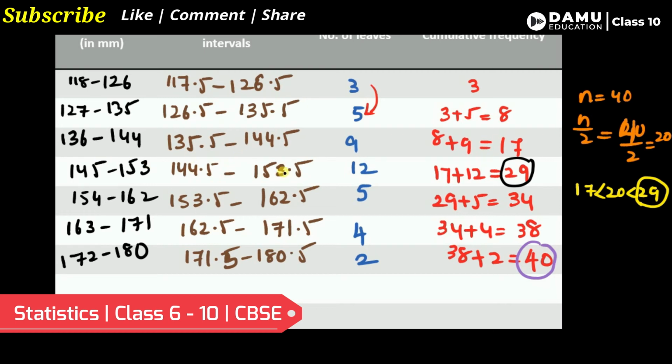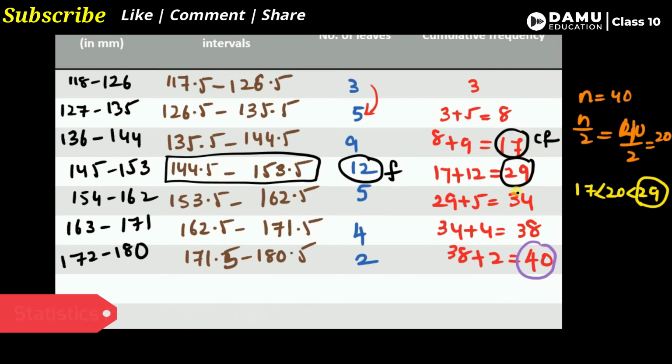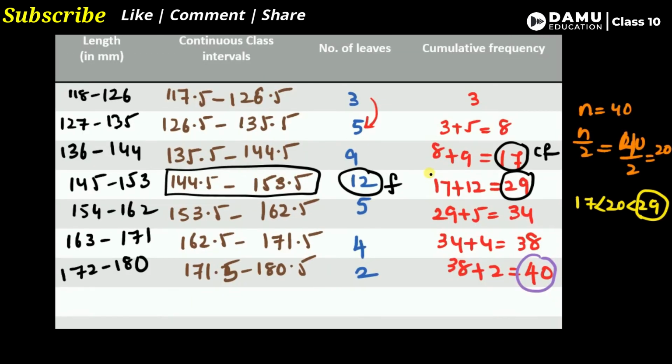So for this, the median class will be 144.5 to 153.5. Then this is the frequency, 12, and 17 is the cumulative frequency. So this is the value, and the median class cumulative frequency is 29, because based on this we calculate. So let's find out these values and write them as they are.